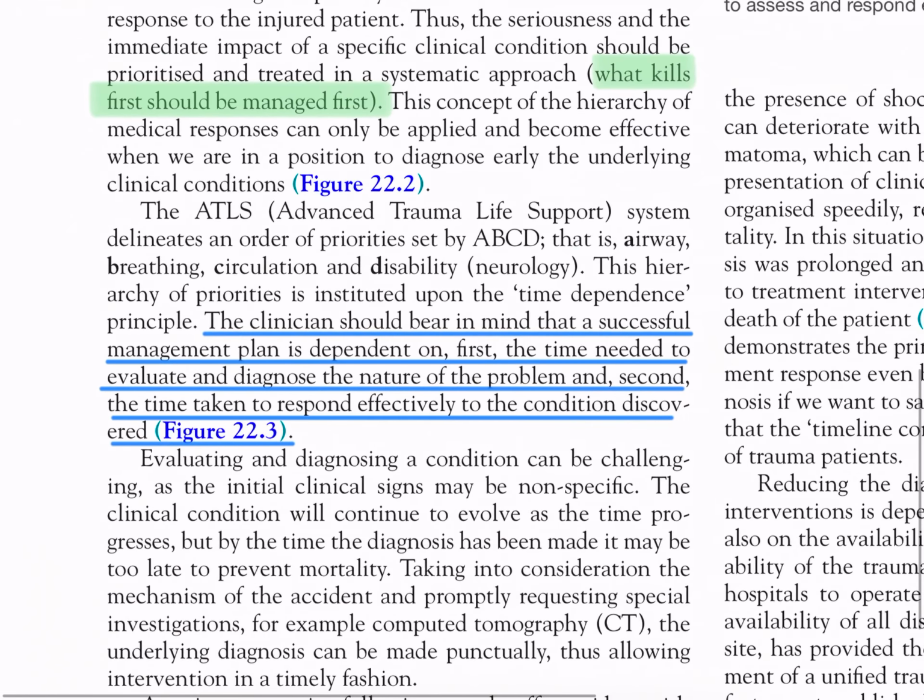The ATLS, Advanced Trauma Life Support System, delineates an order of priorities set by ABCD, that is, airway, breathing, circulation, and disability, neurology. This hierarchy of priorities is instituted upon the time dependence principle. The clinician should bear in mind that a successful management plan is dependent on, first, the time needed to evaluate and diagnose the nature of the problem, and second, the time taken to respond effectively to the condition discovered.